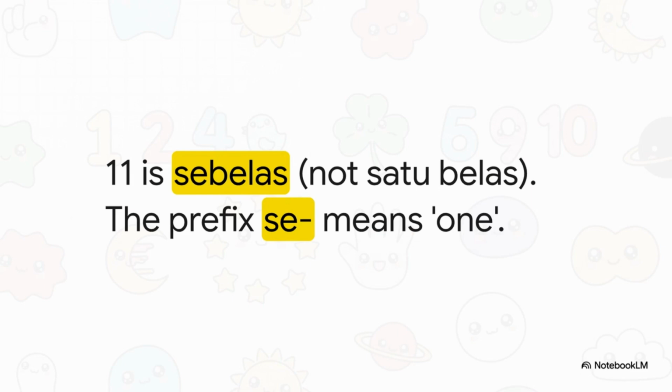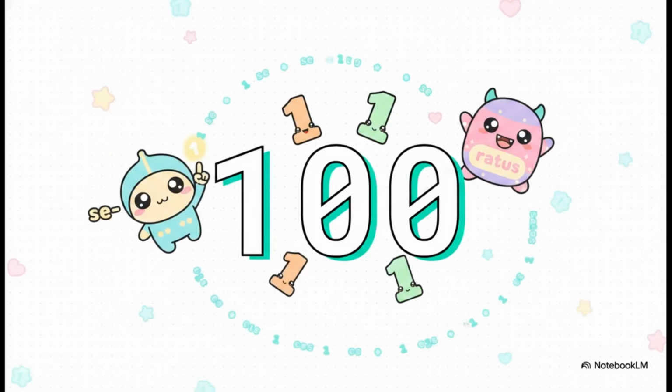Of course, there's always one small exception, right? For the number 11, instead of satu belas, it's sebelas. And the reason makes total sense. In Indonesian, the prefix se actually stands for 1. And knowing that the prefix se means 1 makes our next massive milestone incredibly easy to remember.